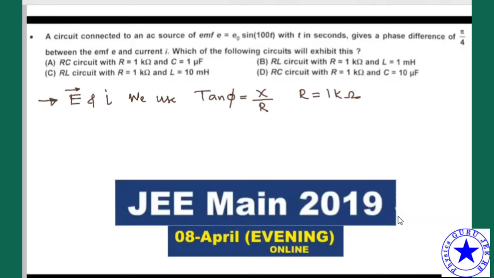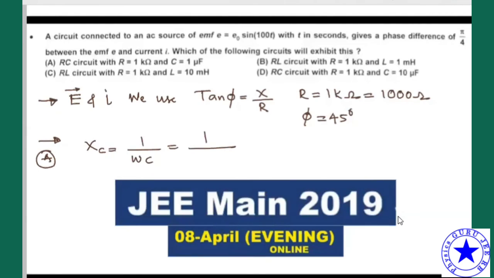Next, the phase difference is given as 45 degrees, which is the common thing in all options. Resistance 1 kilo ohm means 1000 ohms. Now the reactance is given. First, if I take option A, reactance XC is equal to 1 by omega into C. Here the omega value is given as 100, by comparing V equal to V naught sin omega t.